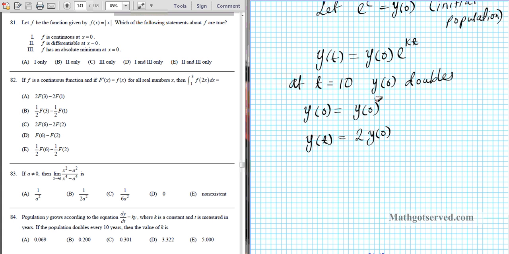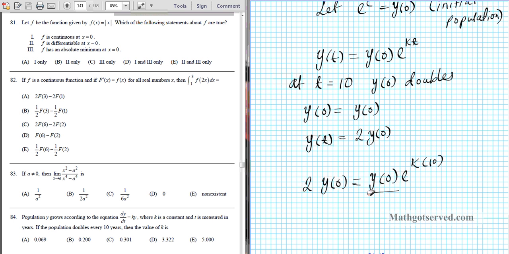I'm going to plug these two values into our equation with t equals 10, and we have the exponential equation 2 times y sub 0 equals y sub 0 e to the k, which is what we're looking for, times 10. This equation just simply tells me that at 10 years, the initial amount doubles. So how do we solve this?